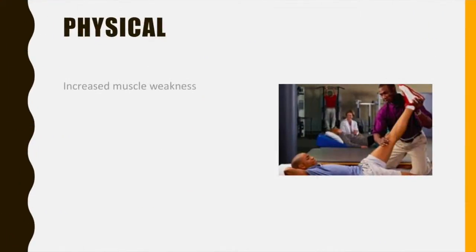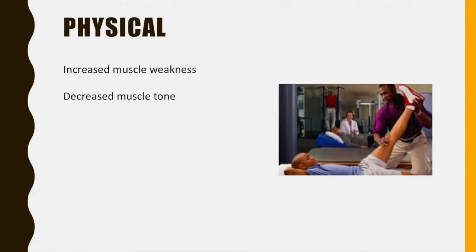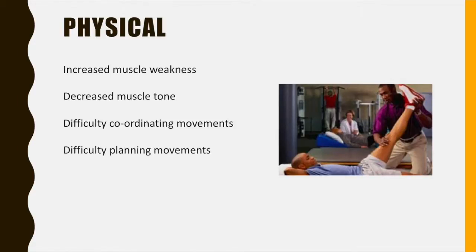So the physical issues are likely to include an increase in muscle weakness and therefore a decrease in muscle tone, and this can have implications for movement and posture. Difficulty in coordinating movements, and so we're looking at balance issues here and the potential for falls. Difficulty in planning movements, and this talks to the executive function. Changes in sensation, speech articulation, trying to find the right words.